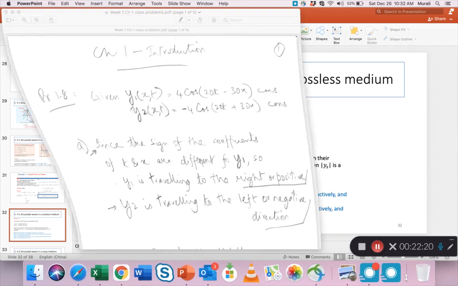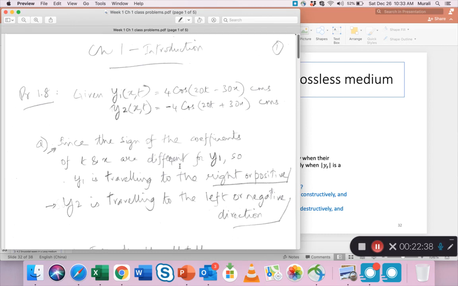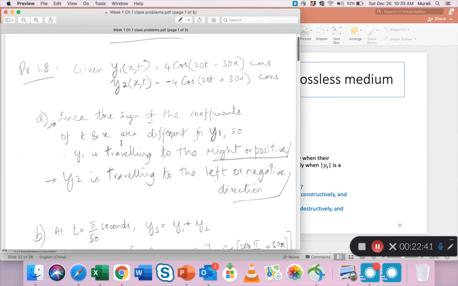Let me go to my PDF. Here it is. It's on page 1, and this is handwritten, so I apologize. My handwriting is never the best, but hopefully I can walk you through this and you'll understand. So I've written y1 and y2 as given. Since the signs of the coefficients of t and x are different for y1, right? The sign here is negative for x and the sign for t is positive. If they are different, not the same, then we can say that wave is traveling to the right, or in the positive direction.